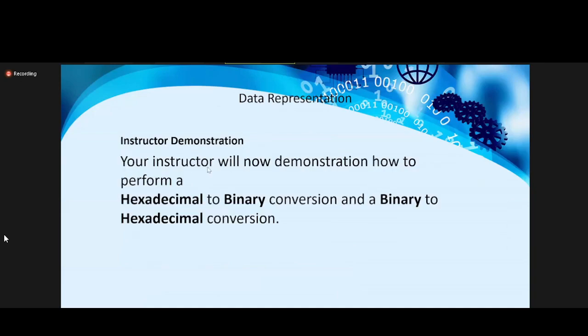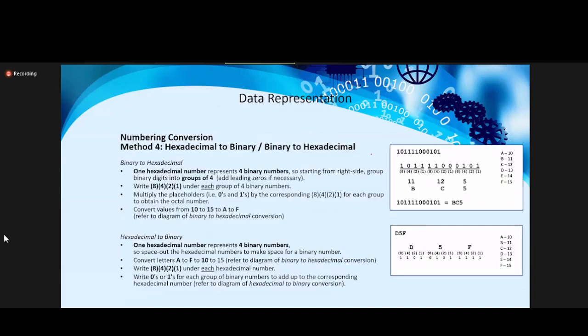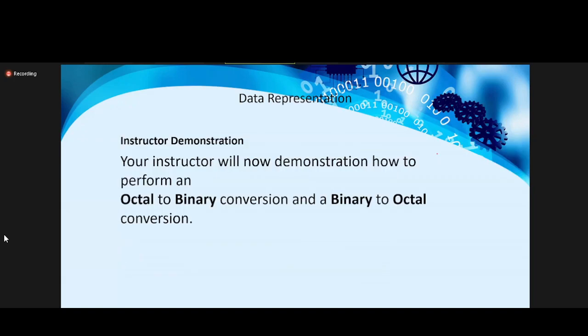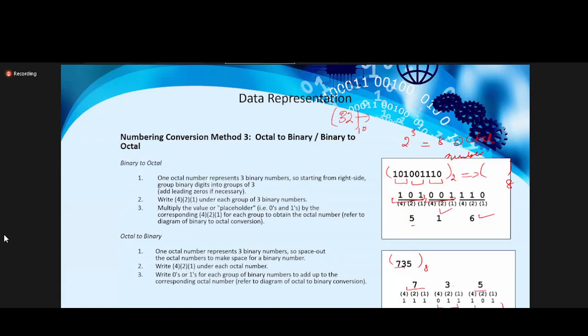What if I have a hexadecimal number system conversion? So I have a binary number, right? And I need to convert it to its hexadecimal number system, base 16. There are a few more methods. You can adopt any one, whichever you feel comfortable working with.